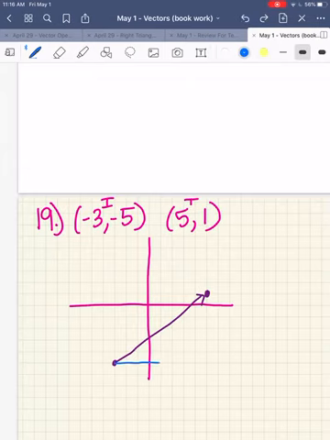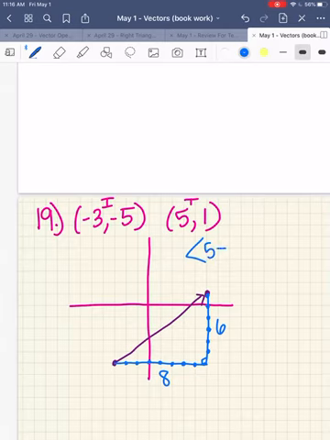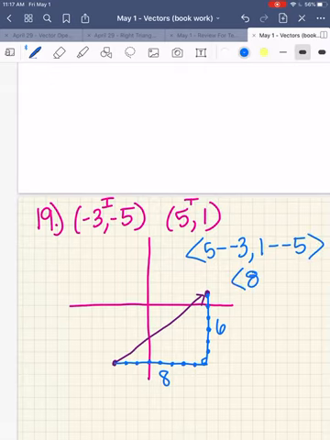So you can draw it this way if you want, and you can do your components. I'm going to go right, and then I'm going to go up. I'm going to go right 1, 2, 3, 4, 5, 6, 7, 8, and it's positive, and up 1, 2, 3, 4, 5, 6. Now I'm going to show you the same way with terminal minus initial. That gives me 8 because of the double negatives, and 6. And see, that's the same thing here and here.